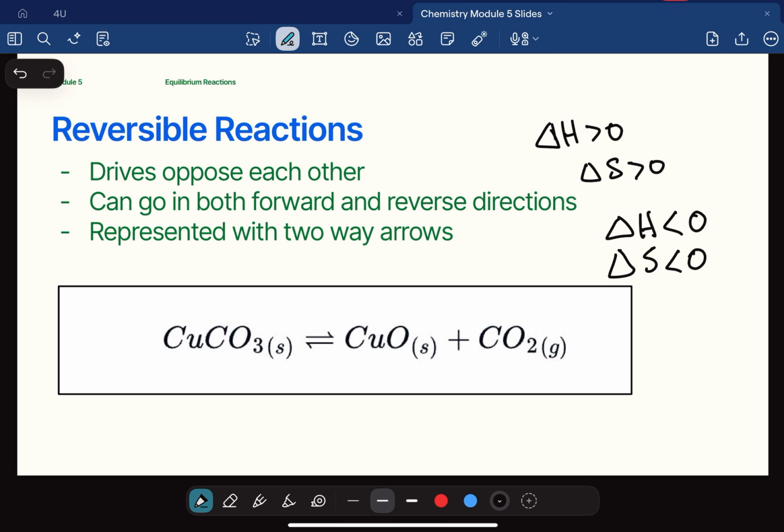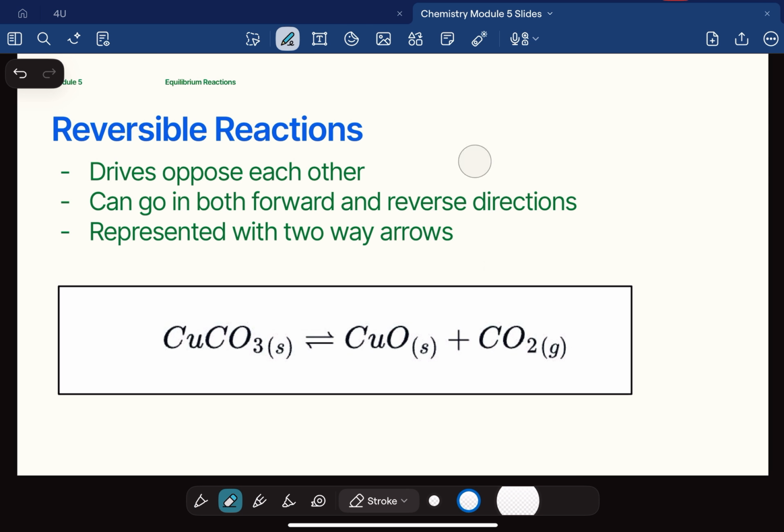So, what happens when two drives oppose each other? What happens to the delta G? This determines how spontaneous a reaction is. Well, it depends on the power of the drive, right? And it all depends on the temperature to see if it's spontaneous or not. So, for these types of reactions, an equilibrium can form, mainly because when you reverse the reaction, it's not going to the extremes. And I'll cover that in a bit. But just know that it is possible for an equilibrium system to form only if it's a reversible reaction.